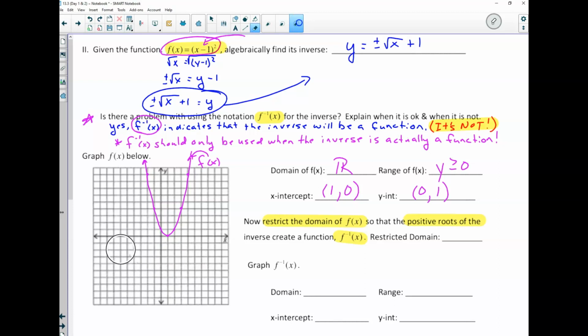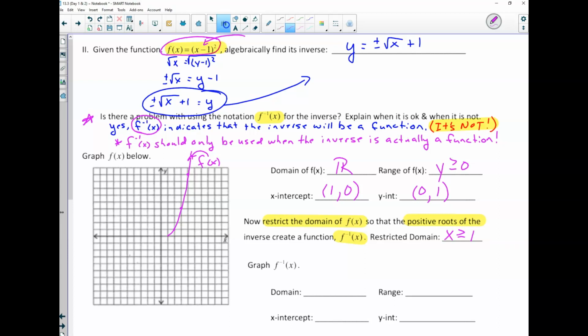So what they want us to do is restrict the domain to create a new function. Well, if I restrict this function, now I've restricted my function. I just restricted it for my positive numbers. And then they want us to graph f of x. So the restricted domain that we just did is, if I'm looking here, x has to be greater than or equal to positive 1. That's how I'm going to restrict it.